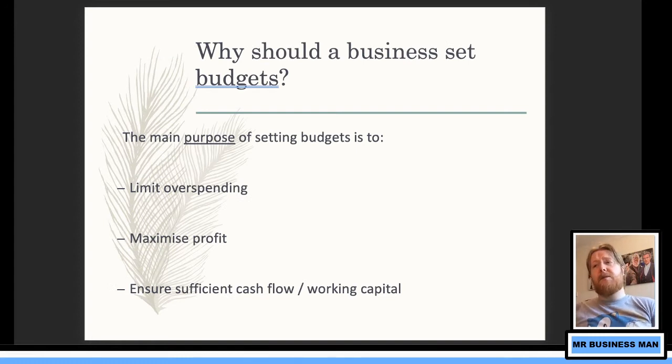So why should a business set a budget? Well, the main purpose of setting budgets is to limit overspending, maximise profit, ensure sufficient cash flow, okay? So the main thing is just, let's be sensible about it. Let's know where we're going with it. Let's pre-think how much we're going to spend on this. We don't just want to be going crazy with it and spending whatever we want, do we?